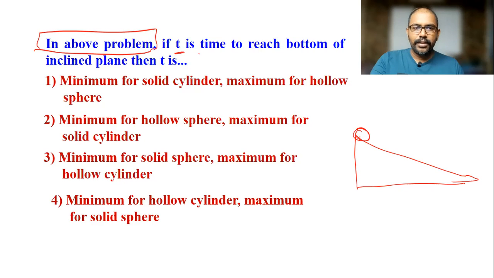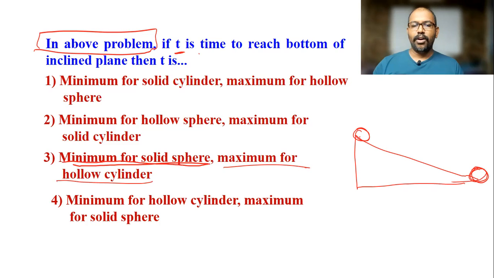have to decide for which object t is the maximum, and for which it is the minimum. We already discussed this here. The solid sphere comes down first, meaning it takes less time. So time is minimum for the solid sphere. You can see here, minimum for solid sphere. Obviously maximum for hollow cylinder or ring. So here option 3 is the correct option for this question.